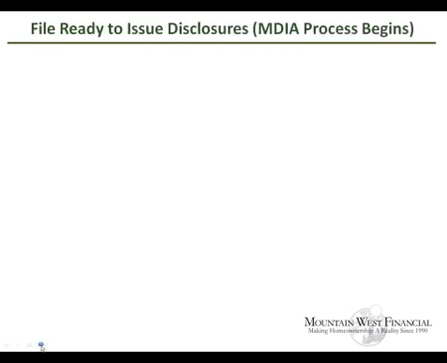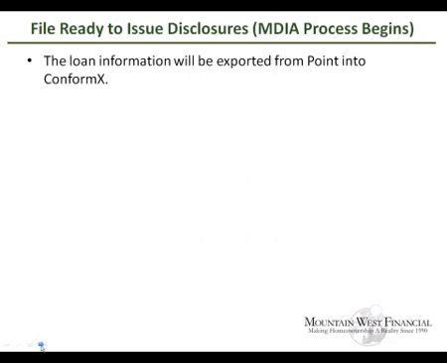File ready to issue disclosures, which we call the MDIA process, begins. Once the processor has submitted the request for pre-disclosures or has submitted the file to Mountain West, Mountain West Disclosure Department will receive either the pre-disclosure request and they will issue the disclosures, or they will receive notification that the full file has been submitted, and they will issue the lender disclosures within the required 3-day period.